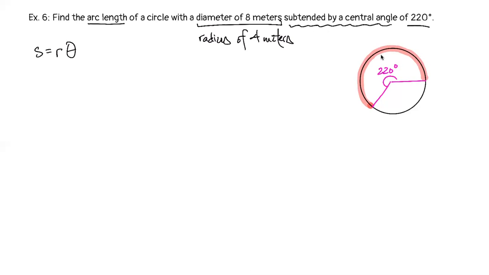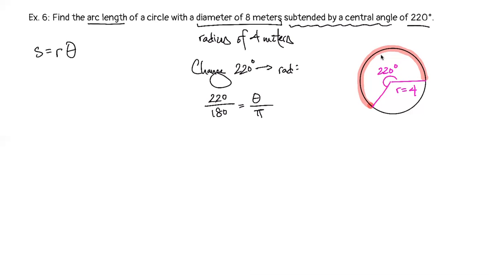So again, we know that the radius equals 4, and we have this angle of 220 degrees, but we need that in radians. So let's change 220 degrees to radians. And we're going to use that formula we learned earlier in class. That is the degrees over 180 equals the angle in radians over pi, okay?